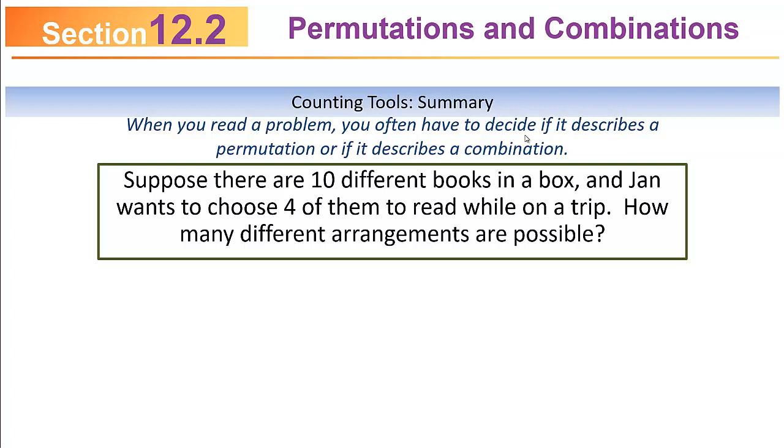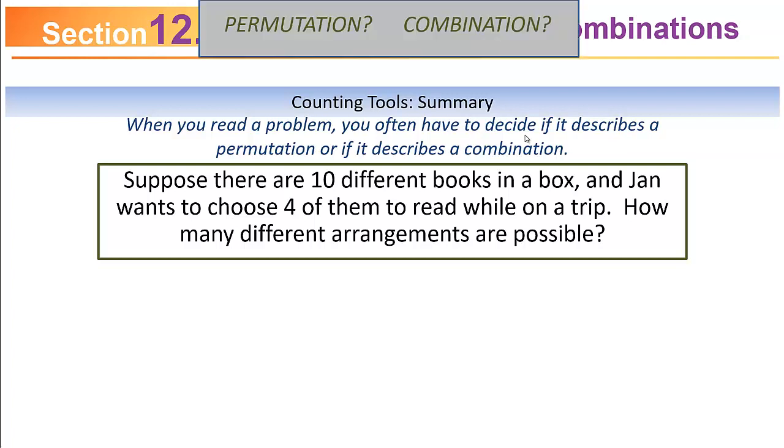Here, Jan doesn't care which book is chosen first. She is simply going to grab 4 books and bring them with her on the trip. Order doesn't matter at all. The order she picks those books is totally irrelevant to Jan. That means it's a combination. Again, if you get that wrong, you're going to get the answer wrong. It's a combination because order does not matter.